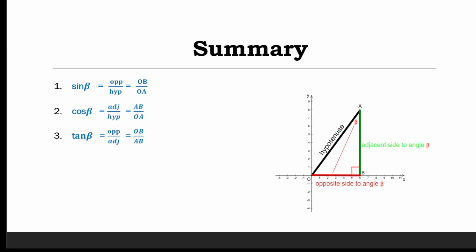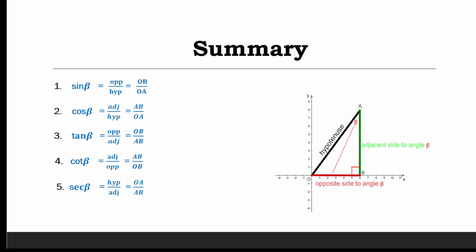Then tan beta is the opposite side to angle beta divided by the adjacent side to angle beta, which equates to OB over AB. Cot beta equals the adjacent side to angle beta divided by the opposite side to angle beta, and that equates to AB divided by OB.